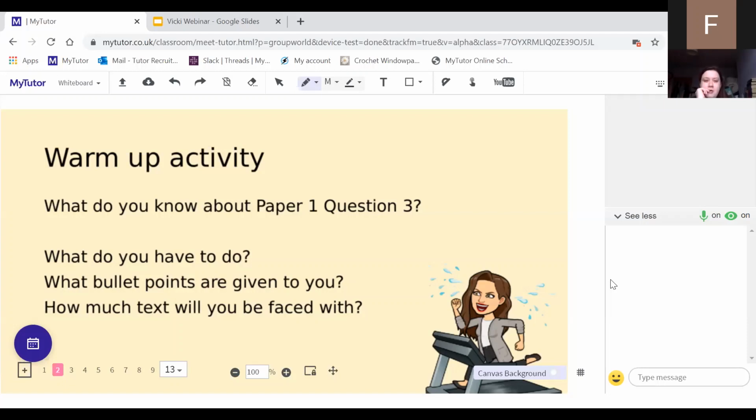It is an 8-mark question, absolutely. Describe structural features, and if you can use your context, that's always good as well. Right. Did I miss anything else?